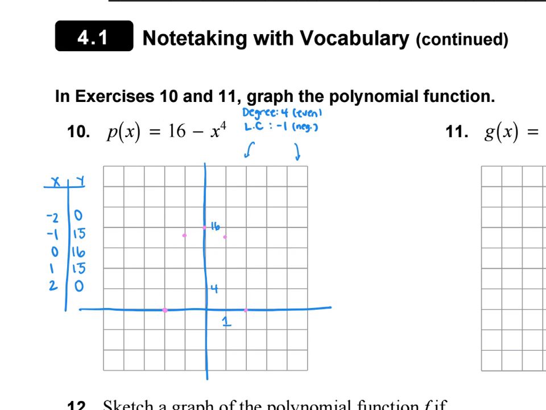Okay, so as you can see, this basically looks like a parabola. So connect with a nice smooth curve. Just be aware that you will need a minimum of at least 5 ordered pairs to graph polynomials, sometimes more. In this case, plotting 5 points gave me the correct end behavior. It falls on the left side and it falls on the right side. So I get to go ahead and move on to the next question.